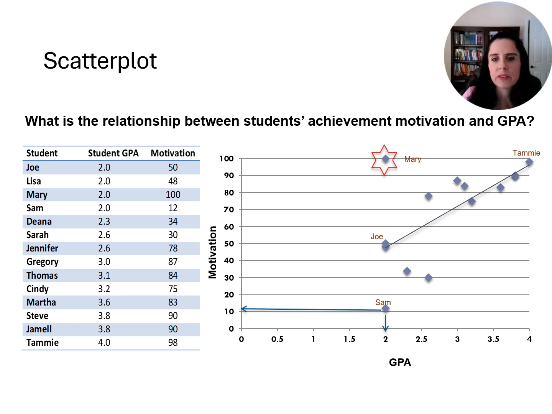Let's say that we would like to investigate the relationship between students' achievement motivation and their GPA. The table on the left includes a small group of individuals for whom we recorded the GPA and their score on a motivation scale. GPAs can range from 0 to 4, whereas motivation scores for this particular scale may range from 0 to 100. Individuals in this table were ordered based on their GPA, starting with the students with the lowest GPA, which is 2.0, and ending with the student with the highest GPA, which is 4.